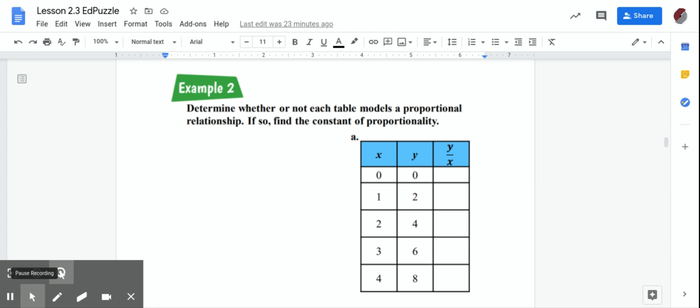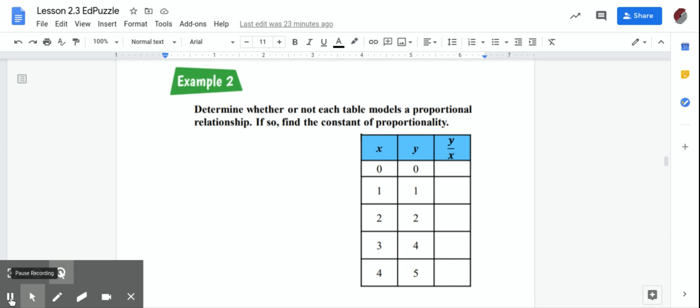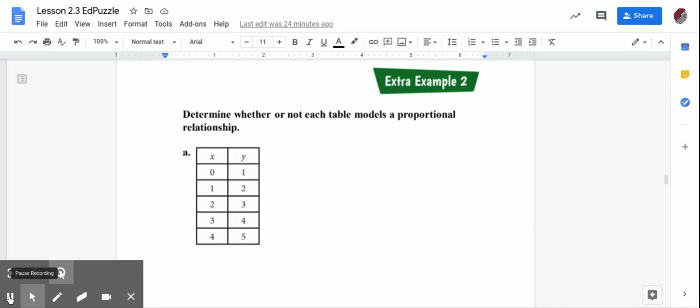You try. Determine whether or not each table models a proportional relationship. If so, find the constant of proportionality.